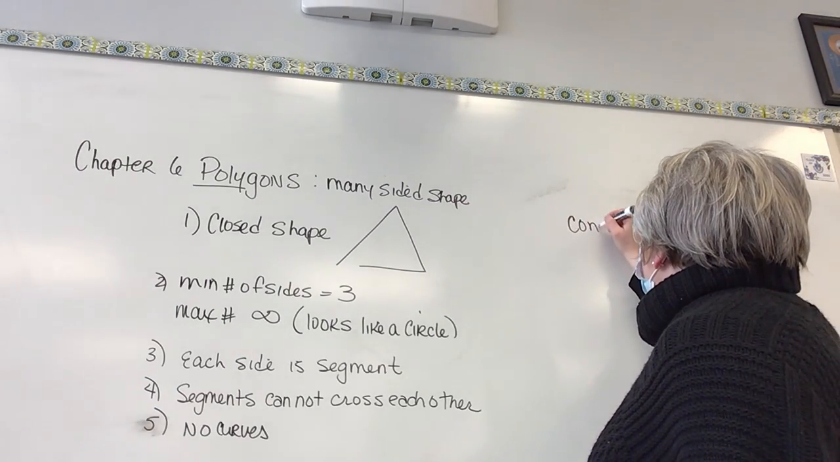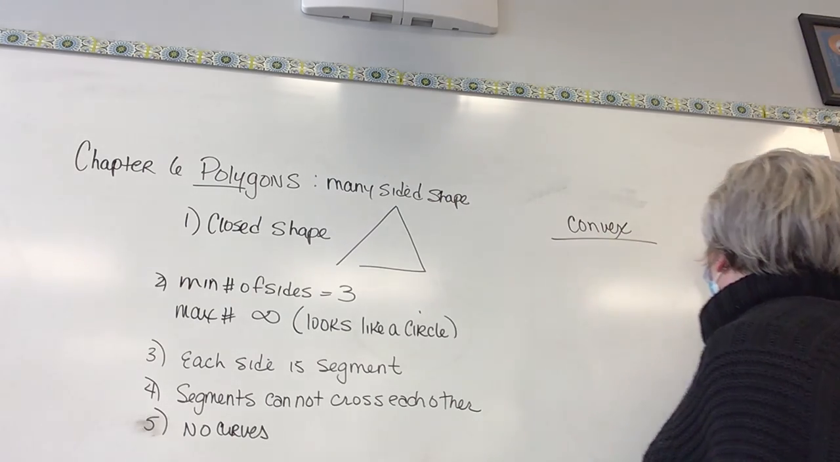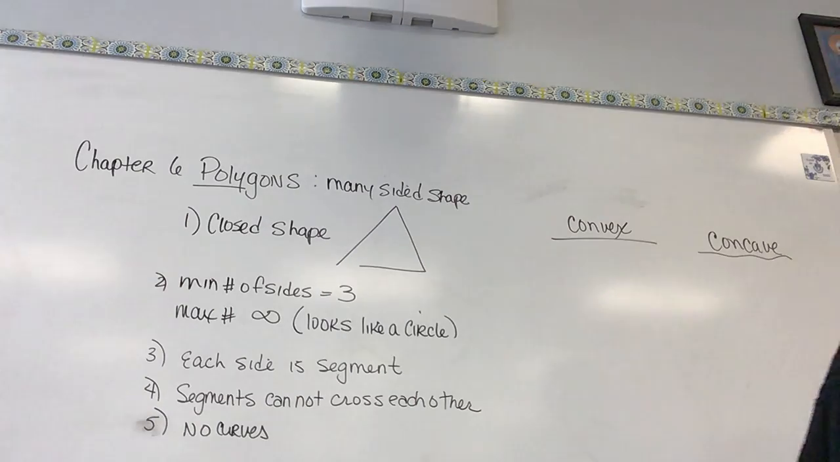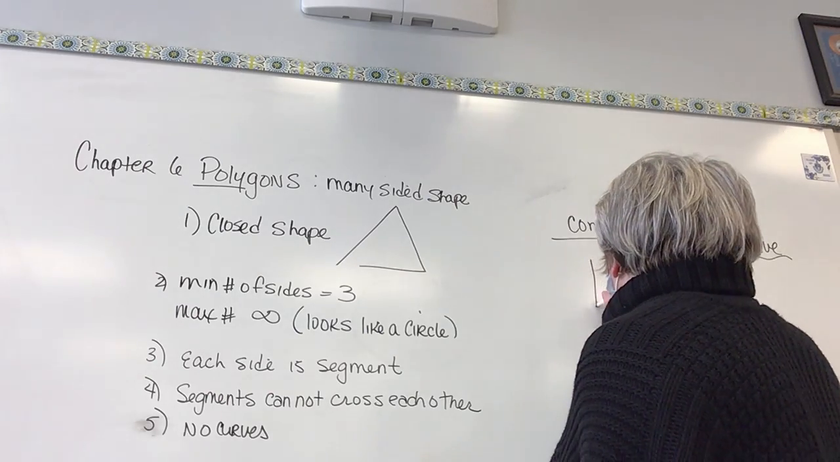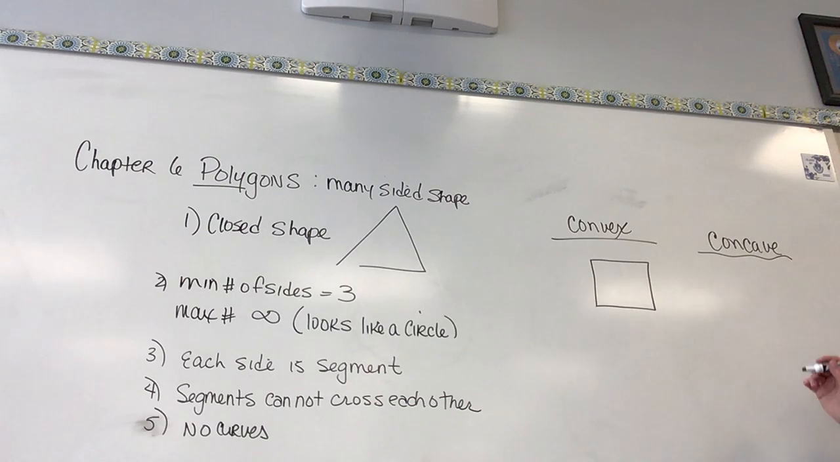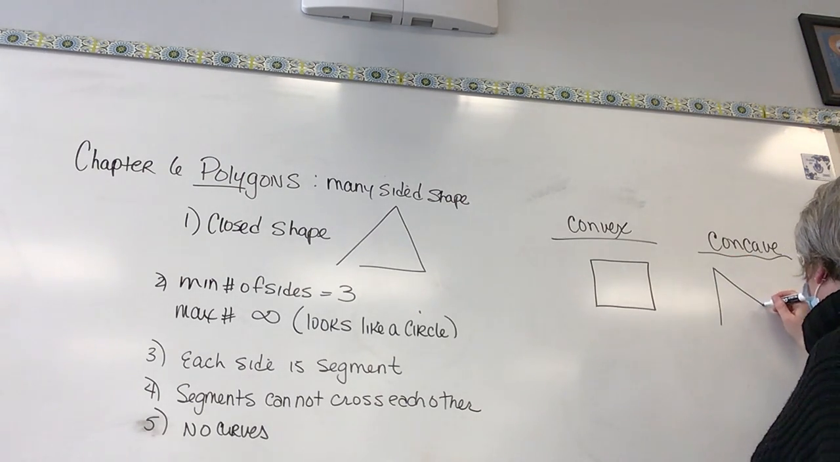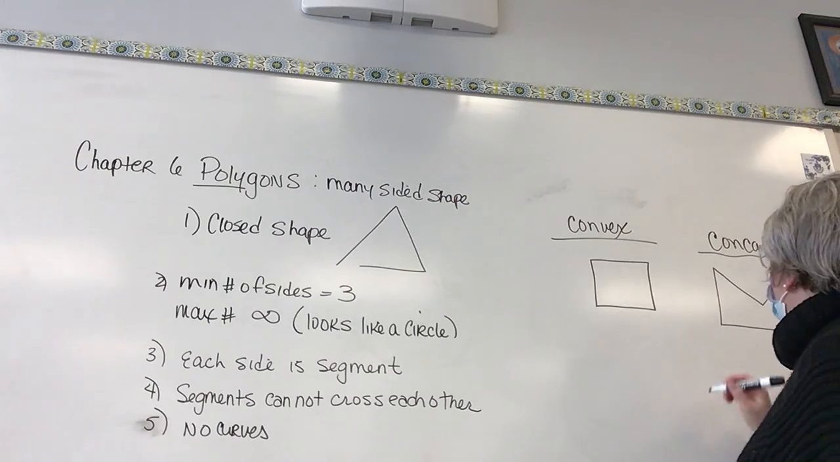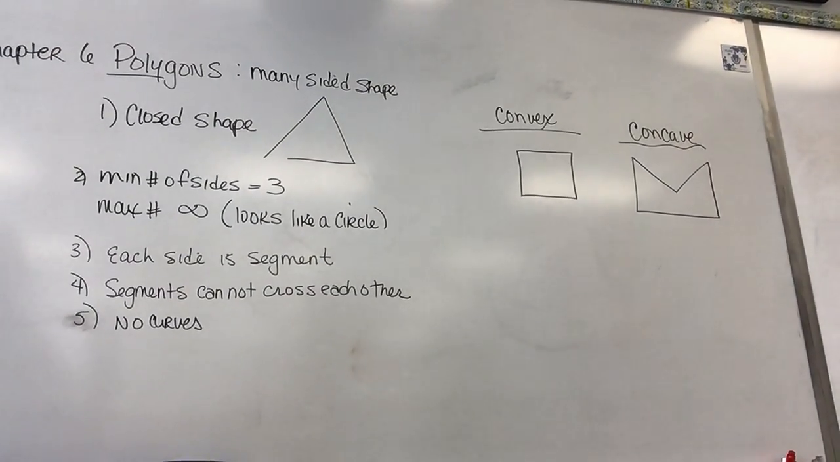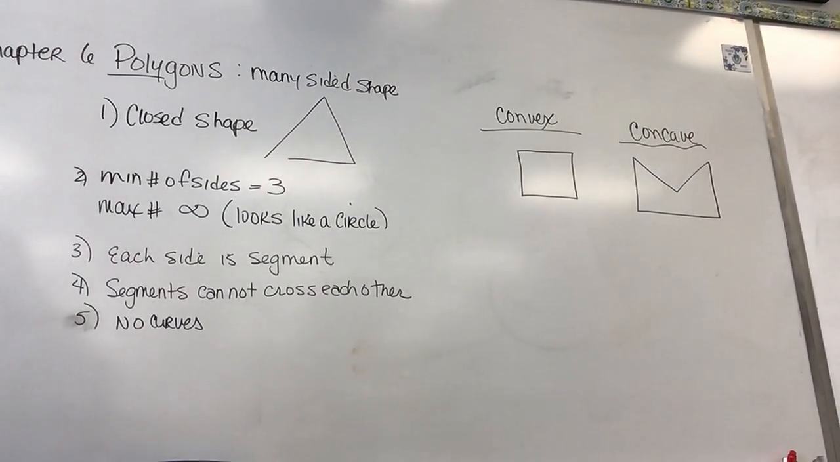Okay, in the next section, we have to answer is our polygon convex or concave? So here is an example of a 4-sided convex shape. And then here is an example of a 4-sided concave shape. So what do you think the definition is going to be for convex or concave? Lauren, what do you want?